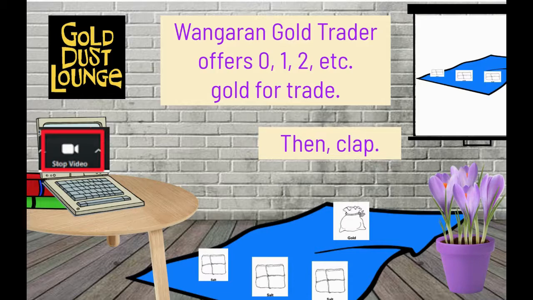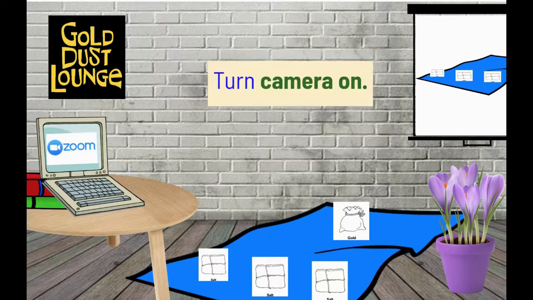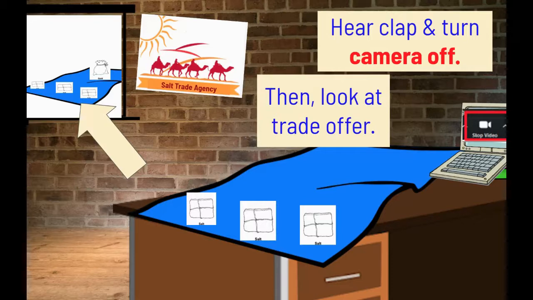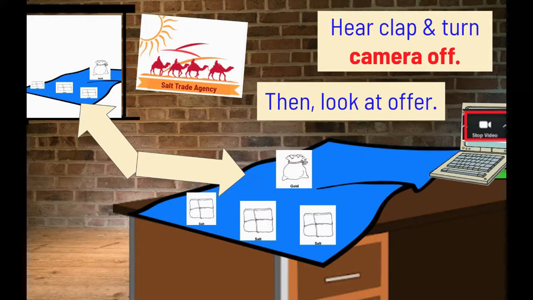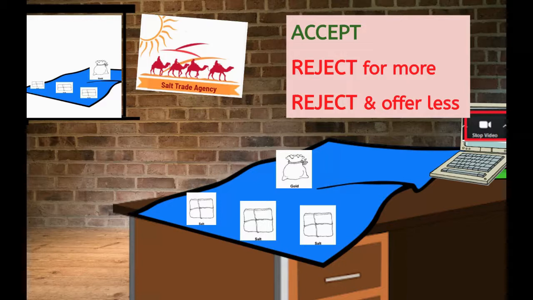Once you have your trade offer set, you clap. Then you turn your camera on. The other room hears the clap and turns their camera off for privacy. Because the camera's on in the other room, they can look at the trade offer, recreate it on their towel, and now think about what they're going to do. At this point, there are 3 options. Accept the trade, reject it trying to get more, or reject it and offer less of your trade good.